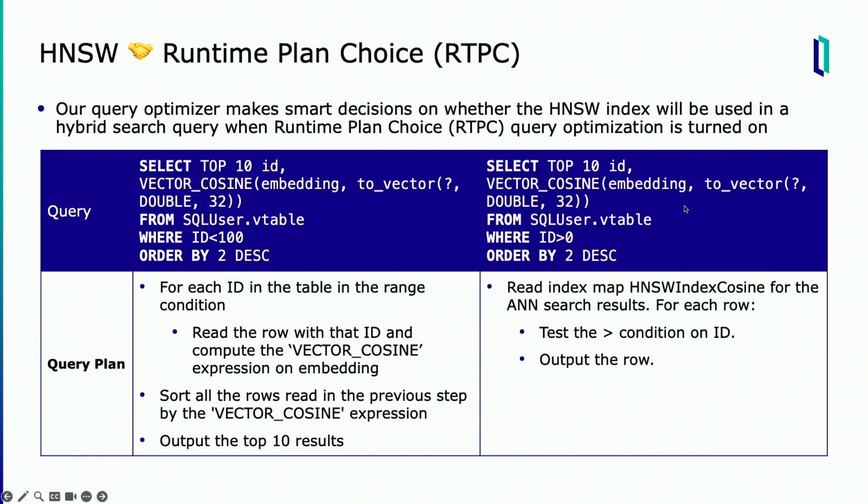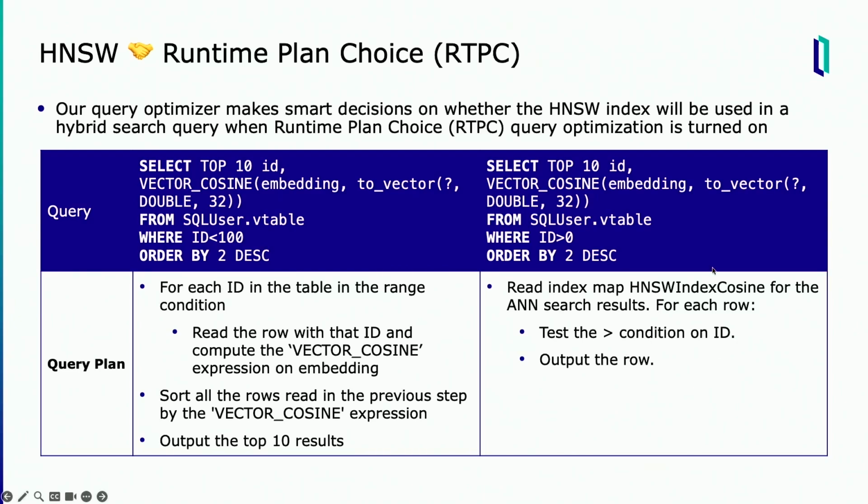On the right, I have the same top 10 nearest neighbor search, but here my actual condition is ID larger than 0. By the way I construct my table, every row in that table satisfies this where condition. So basically on the right, the actual where condition is very non-constraining. And you can see that when the runtime plan choice query optimization is turned on, our optimizer is able to estimate how constraining the where condition is and choose a different plan based on that estimation. On the left, the optimizer chooses to not use the ANN index and go for the exact nearest neighbor search. And on the right, the optimizer picks the ANN search first, and then among those results, tests the larger than condition on ID.